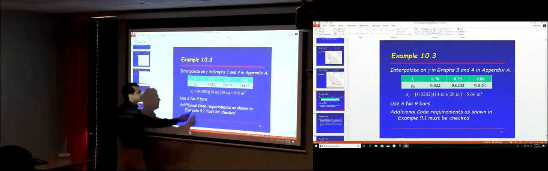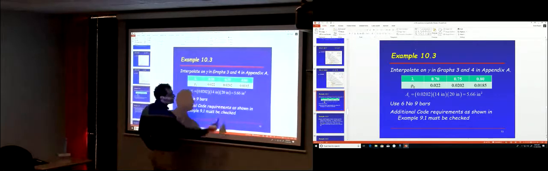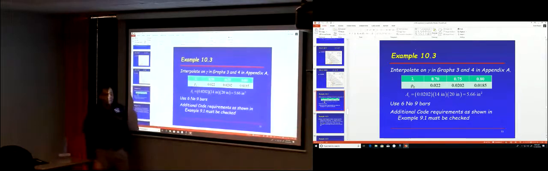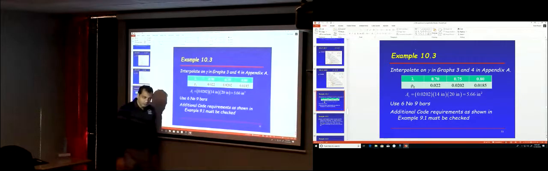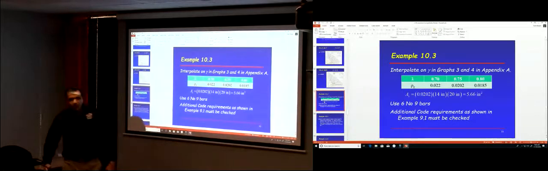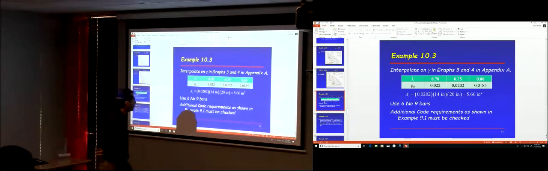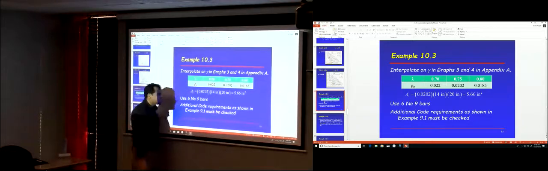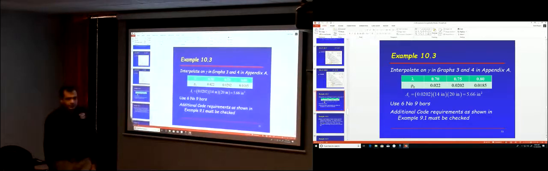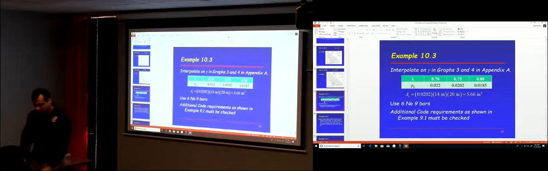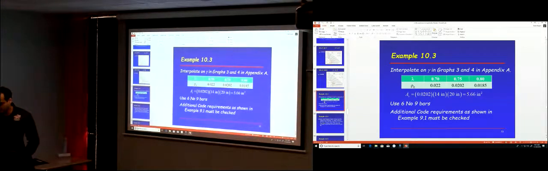Once you find rho, you multiply that rho by bh, you find the area of steel, and then you go to the tables and find the number of bars required. And this is a column, so you have to do all the checks for the column: the spacing between the bars, and you have to decide on the ties. All code requirements that were given in example 9.1 have to be checked. So this is how you design for the area of steel using those interaction diagrams. Any questions? Okay, so thank you.